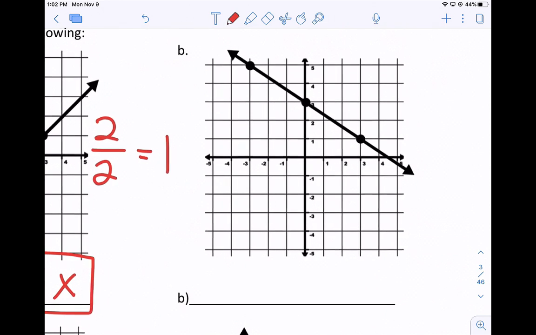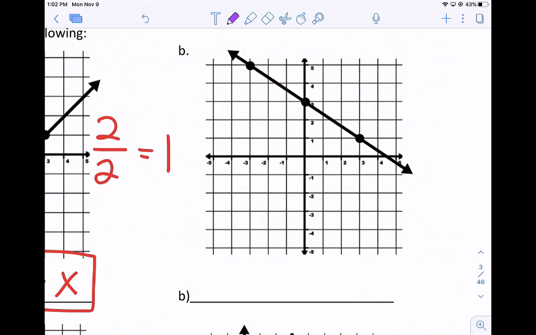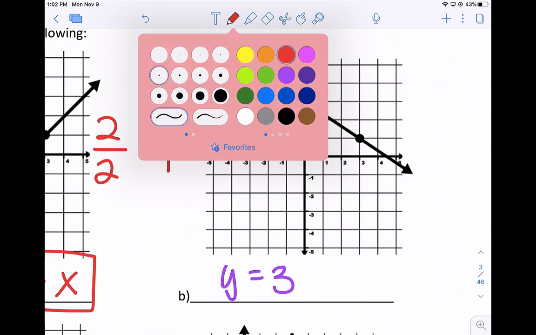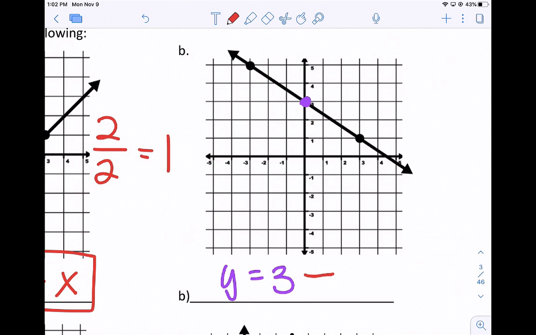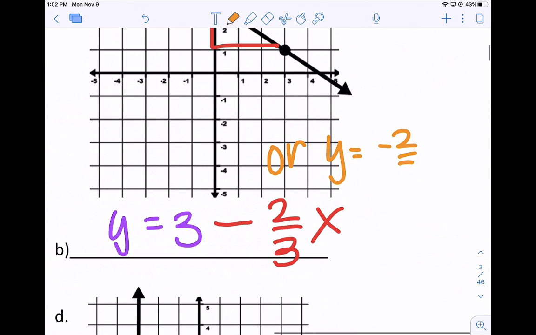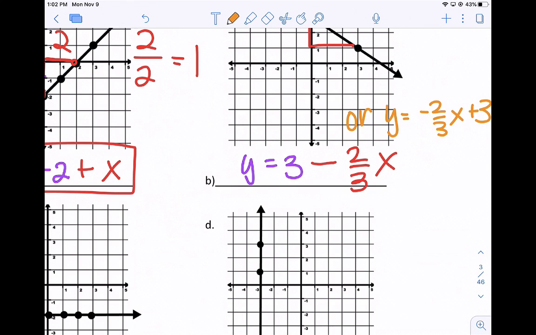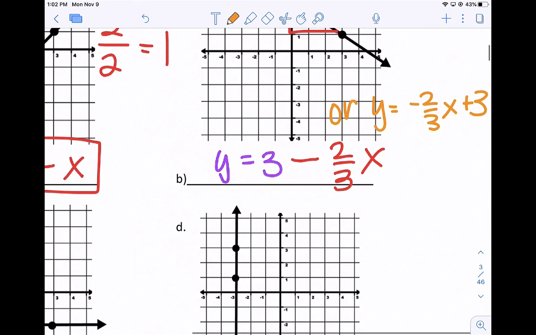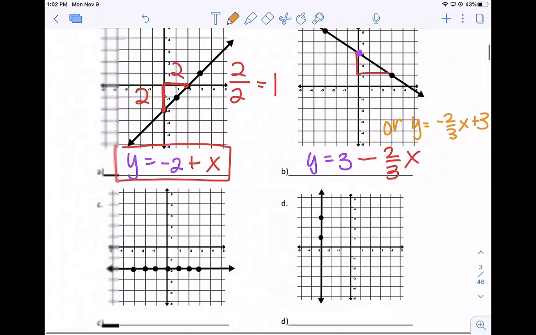Let's try B. So this one, the y-intercept is 3. Our slope is negative because we're going down. So we're going to go down 2 over 3. So there's one way to write it. Keep in mind you can switch the order. We can write -2/3 x plus 3. They mean the same thing. Notice this y-intercept is positive for both. The slope is negative for both. So you can write this equation a few different ways.